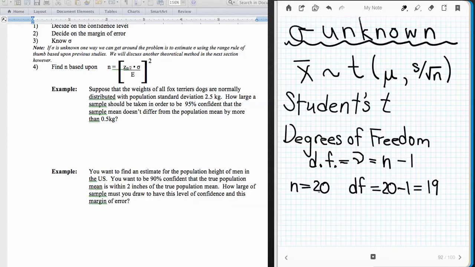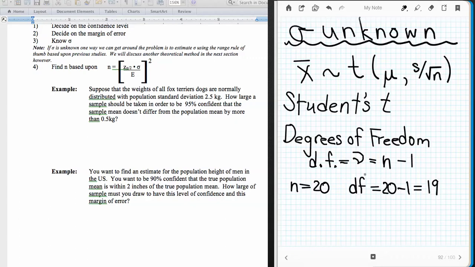Now most t-tables, and we've seen our t-table before, have degrees of freedom listed by ones up through about 20 to 25, and then they jump by fives, and then by tens, and then they start jumping more like by hundreds until they get to those large degrees of freedom, which we saw earlier.